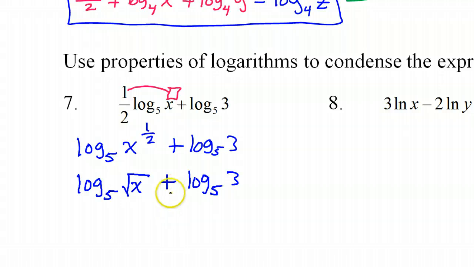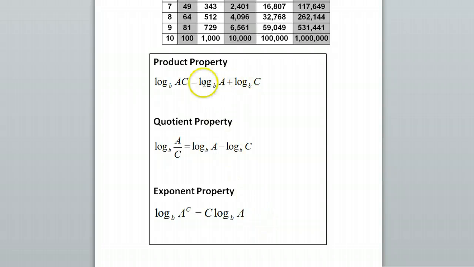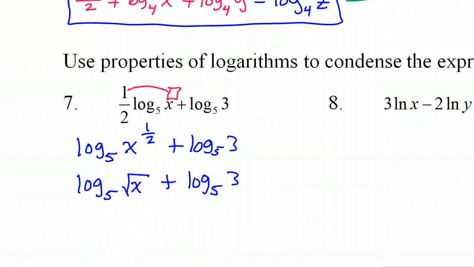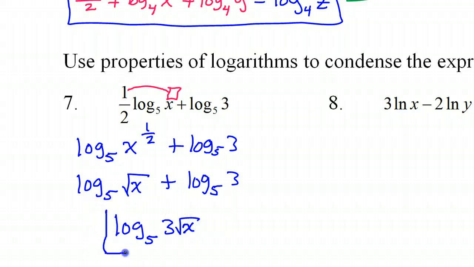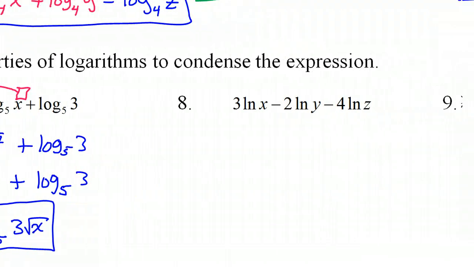Now, so we've got this sum. So we can reverse the product property. If we have a sum of two logs, we can write that as the log of the product. So this would become, as we put these together, the log base 5 of, and multiplying these two together, traditionally we put the 3 in the front. So this will become 3 radical x. So 1 log instead of 2. And so that's what you have for number 7.